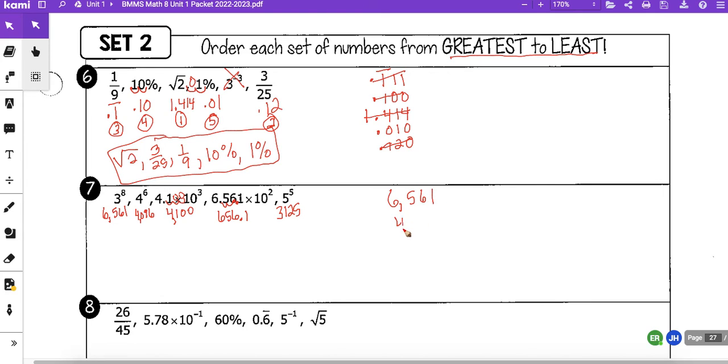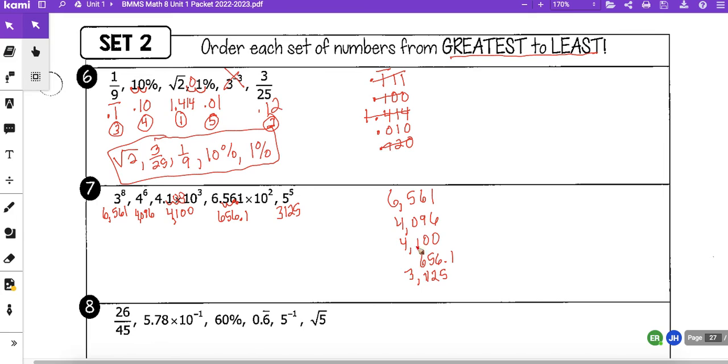Okay, so we're going to write these out. 6,561, 4,096, 4,100, 656.1. So now none of these have decimals in it, so really the decimal would be right here. So when I line this up, I'm going to write 656.1. And then finally 3,125.